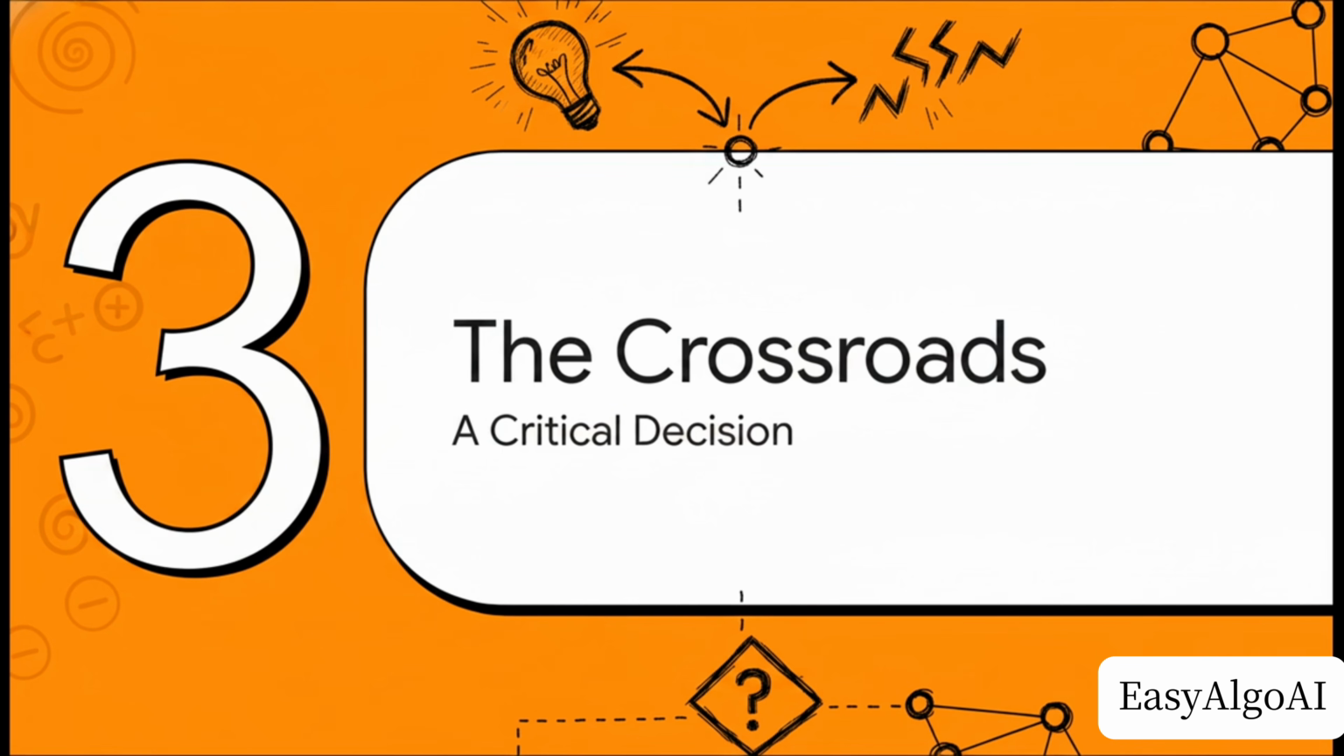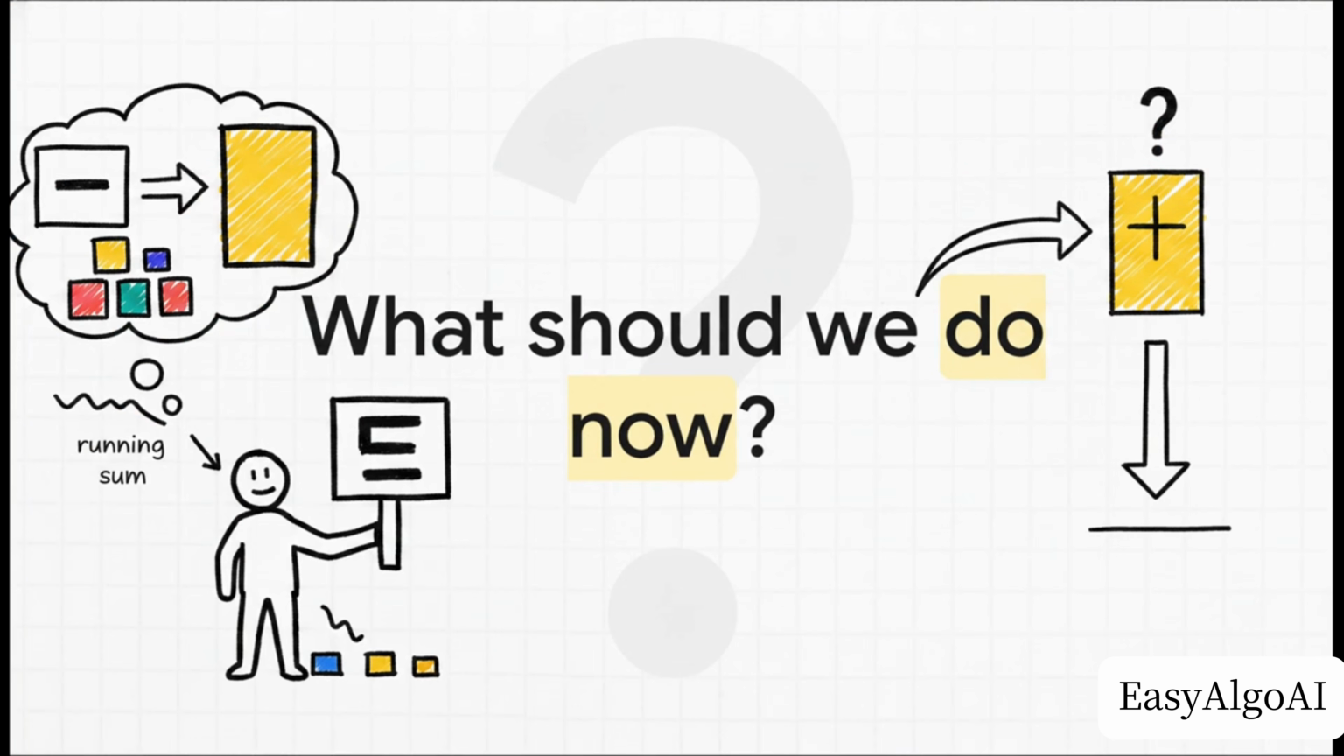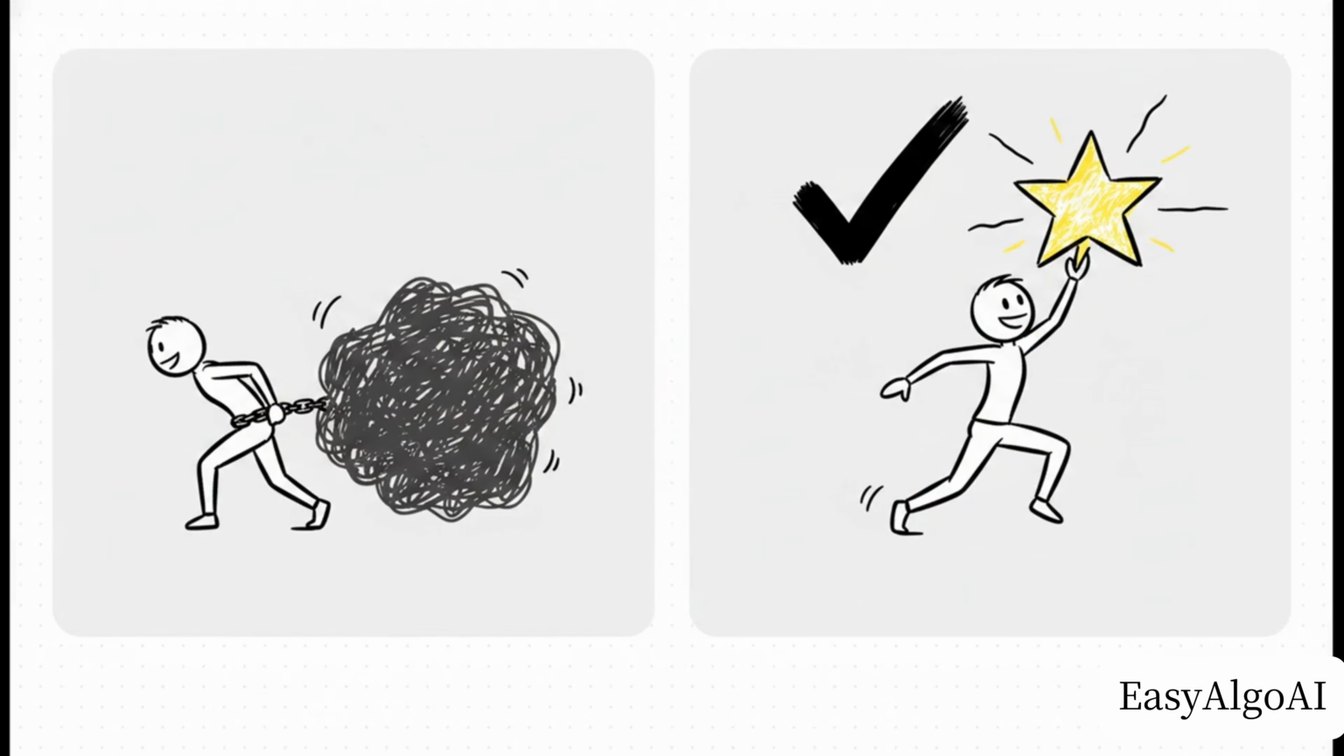Section 3, the crossroads. I want you to really think about this for a second. What should we do right now? We're just standing there holding a totally depressing running sum of -2. The next number in the array is just waiting for us. So do we force that next number to join our failing negative subarray, or do we just cut our losses and start completely fresh? Let's actually look at the math to prove which choice is better.